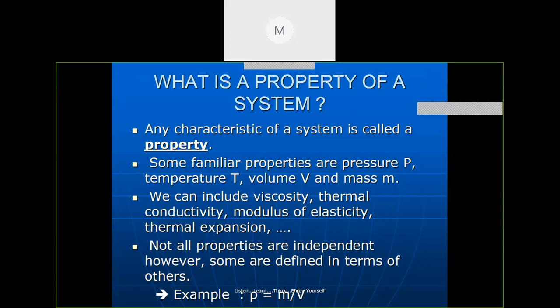Those who have completed 11th and 12th know the equation, because there was a chapter called the kinetic theory of gases. In that we have already studied the ideal gas equation. The equation is PV = mRT, where P is pressure, V is volume, m is mass, R is the gas constant, and T is temperature.